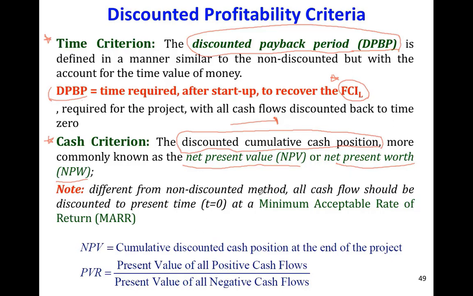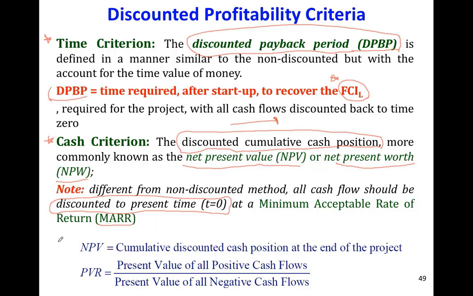And all the cash is a discounted method. All the cash has to be discounted to a present time, T0. This sentence means we have to consider the value of the money from the beginning, from time 0, at the minimum acceptable rate of return that we already defined.